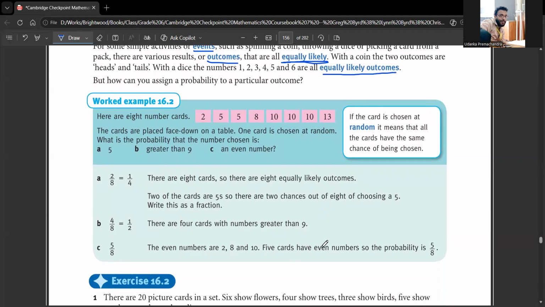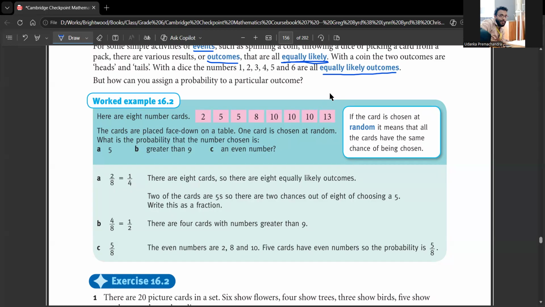Clear? So look at it, there are 8 cards: 2, 5, 5, 8, 10, 10, 10, 13. The cards are placed face down on the table, so you cannot see the numbers. One card is chosen randomly. What is the probability that the number chosen is 5?